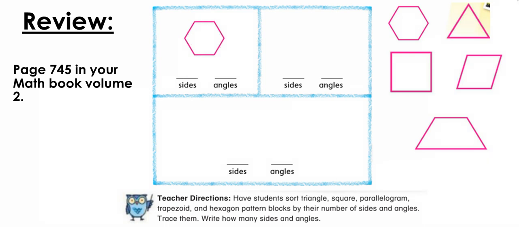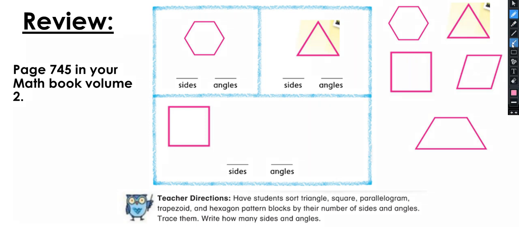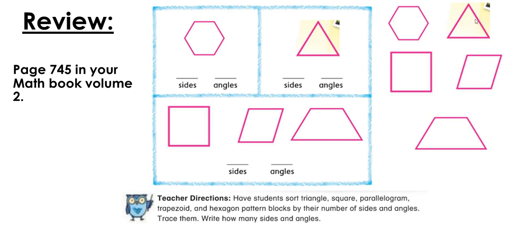Okay, let's do the next shape. The next shape will be the triangle. The triangle will be here. It only has 1, 2, 3 sides, isn't it? Let's do now the other shapes. Here I have a shape with 4 sides, isn't it? 1, 2, 3, 4 sides. What about this one? 1, 2, 3, 4 sides. So it's gonna be here together with the square. 1, 2, 3, 4. So all these 3 shapes are going to be sorted together because they all have the same amount of sides and angles.